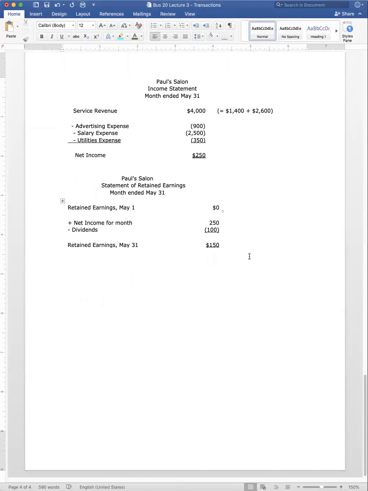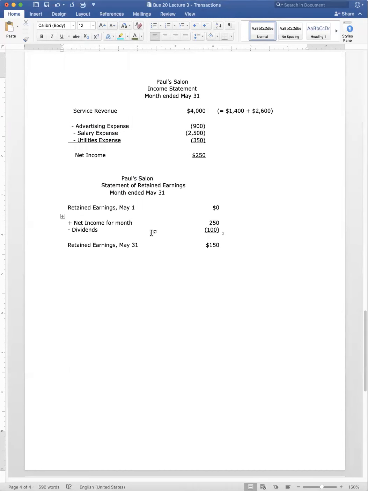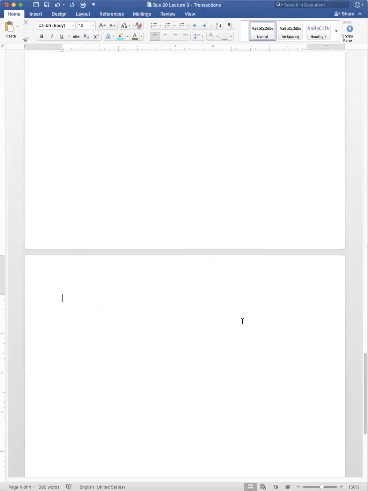All right, the last thing we have is we're going to have a balance sheet. And I think this one might take a little bit more room, so I'm going to put that in a new page. All right, so let's prepare our balance sheet. Now, like the other two financial statements, we need a title, right?